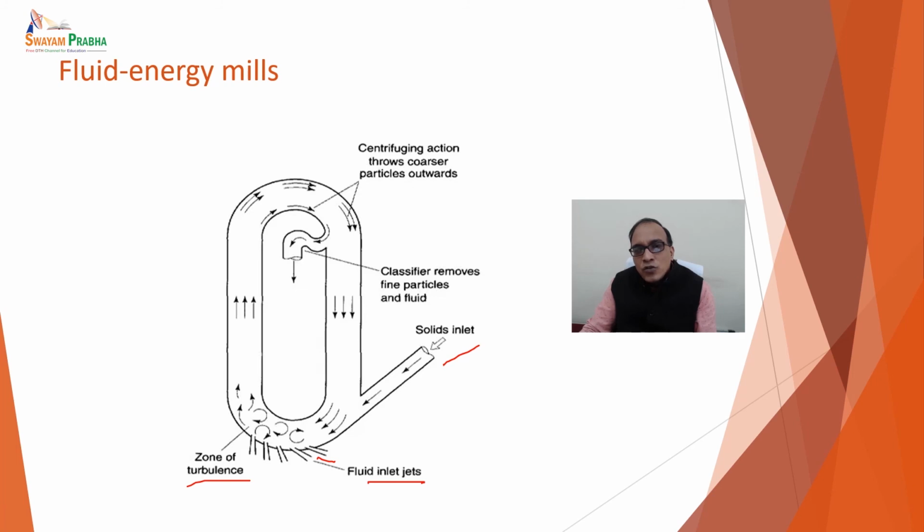Due to this energy and the centrifugal action, the coarser particles are thrown outward, and the classifier removes the finer particles with the fluid due to the centrifugal force. This moves the coarser particles to the outer region, and in this way we can have good control over the particle size range. Finer particles can be obtained with better efficiency as compared to the other mills.